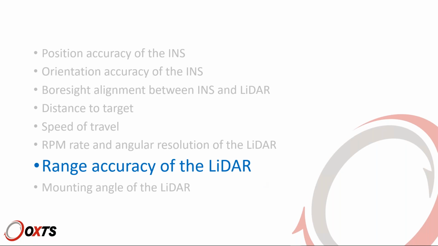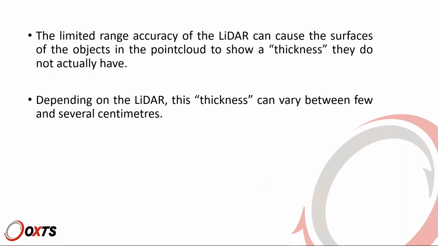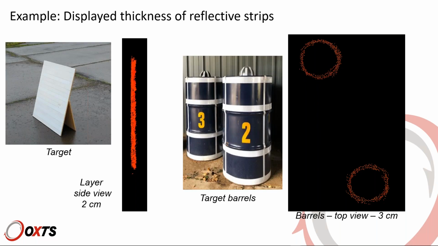Range accuracy of the LiDAR. So every LiDAR will come with a given range accuracy, and this basically causes surfaces and objects that should have just 2 dimensions to show a third one, a thickness or a depth that they do not actually have. This thickness can vary between a few and several centimeters depending on the LiDAR model and the range accuracy that comes with it. So a couple of examples.